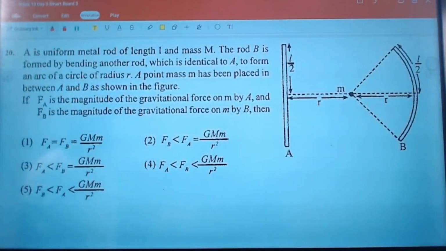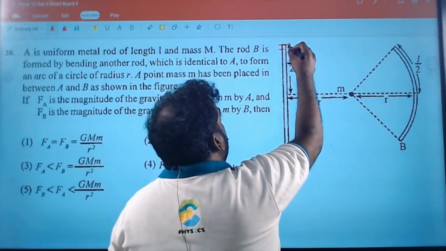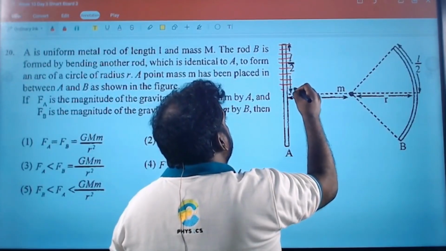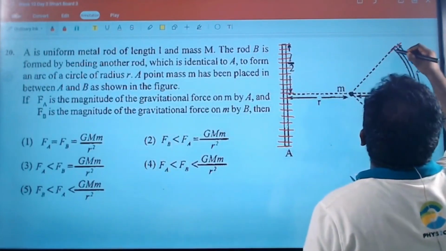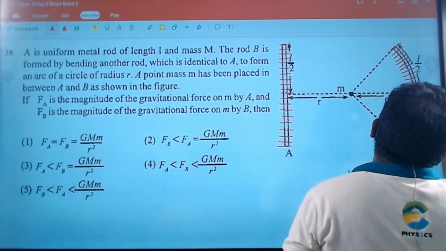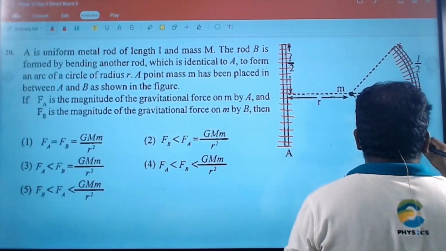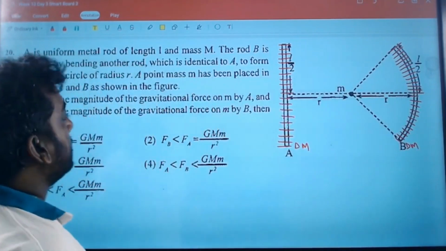Question number 20. A is a uniform metal rod of length L and mass M. Rod B is bent to form a shape identical to A. A point mass is placed. Whenever you have uniform rods, subdivide them into small masses. That's the correct way to do this. If you subdivide this into smaller masses, delta M, then you will be able to see this correctly.